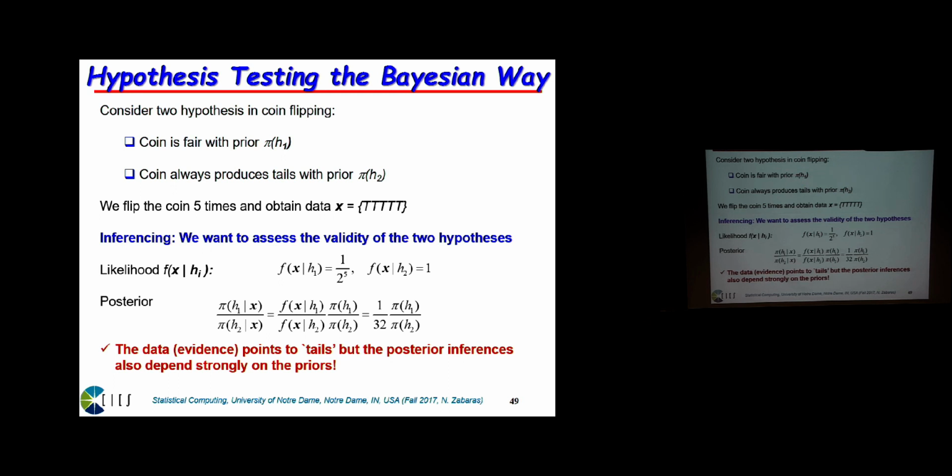So let's say you do an experiment, you flip the coin 5 times, and you measure 5 tails. Would you agree with me that if this is a fair coin, the likelihood is 1/2 to the 5th? It's a fair coin, probability 1/2 to get heads and tails, so the likelihood is 1/2 to the 5th. Now, with the hypothesis H2 that you always get tails, what is the likelihood of this? It is 1.